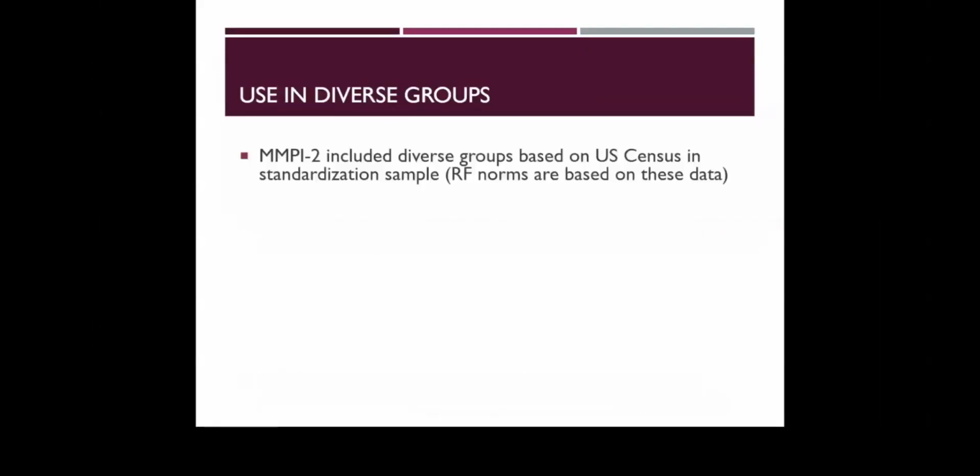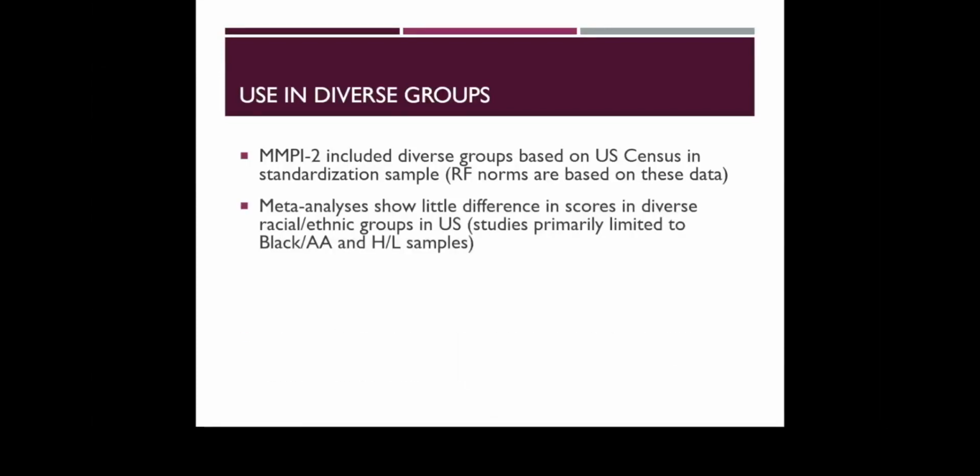Another thing that happened with the CHU as well as the RF, not to the degree that it should, is that there have been several studies looking at, can we use this in diverse groups? So again, the MMPI-2 included diverse groups in their normative group based on a now very dated census, and the RF used that normative data.